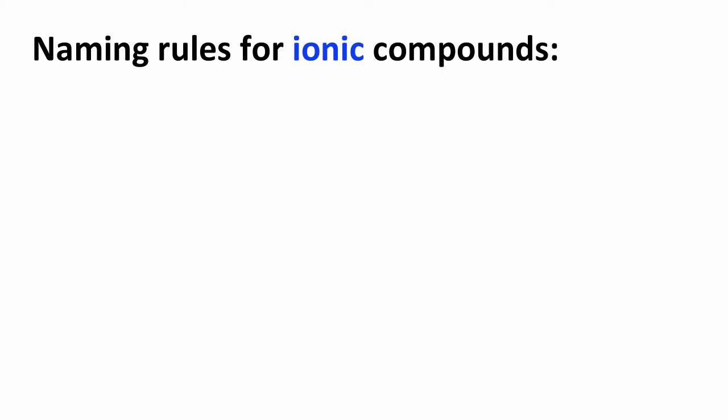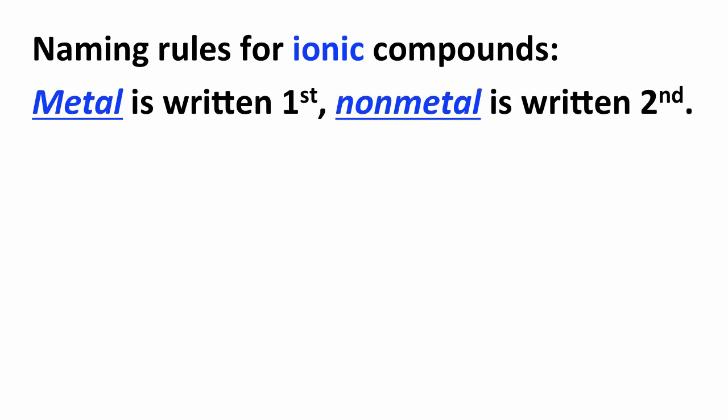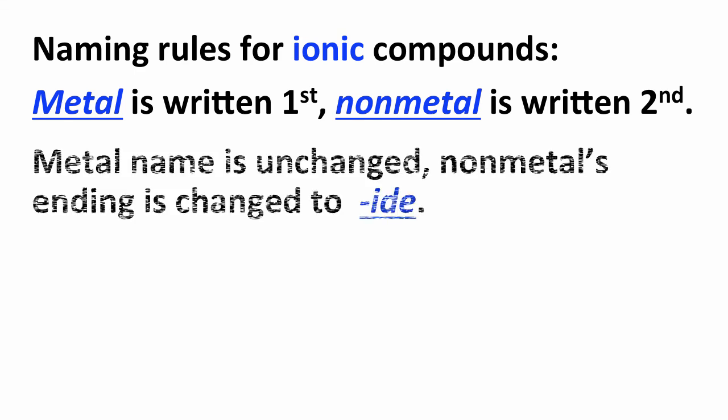Okay, so a little bit more with ionic compounds. How do we name them? It turns out that the rules for naming ionic compounds are as follows. We write or say the name of the metal first, and then we say or write the name of the nonmetal second. And the metal name we leave alone, we don't change it. The nonmetal name, we change its ending to -ide.